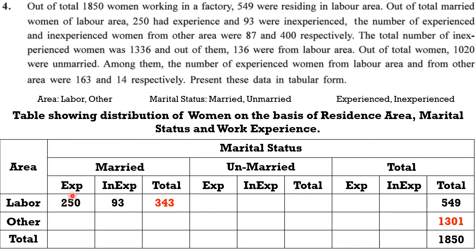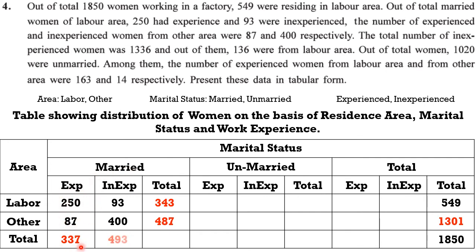Okay, so this is how you do it: married women labor area experienced, married women labor area inexperienced, married women labor area total. The number of experienced and inexperienced women from other area was 87 and 400 respectively. Notice how there is just a comma. This whole sentence is continued. So we are still talking about the married women here, but from the other area. So married women other area experienced is 87, inexperienced is 400, and the total is 487. Now let's make a total here because we already have the values.